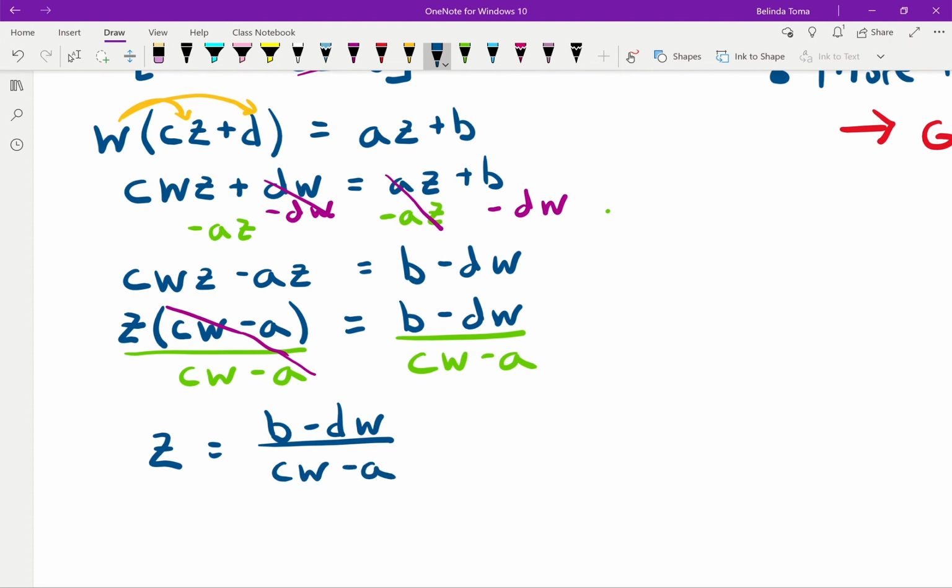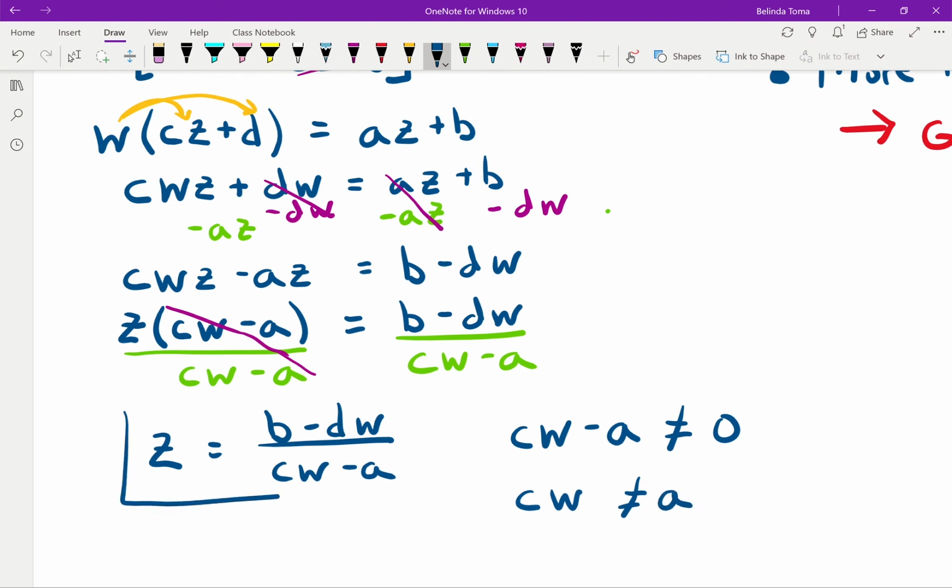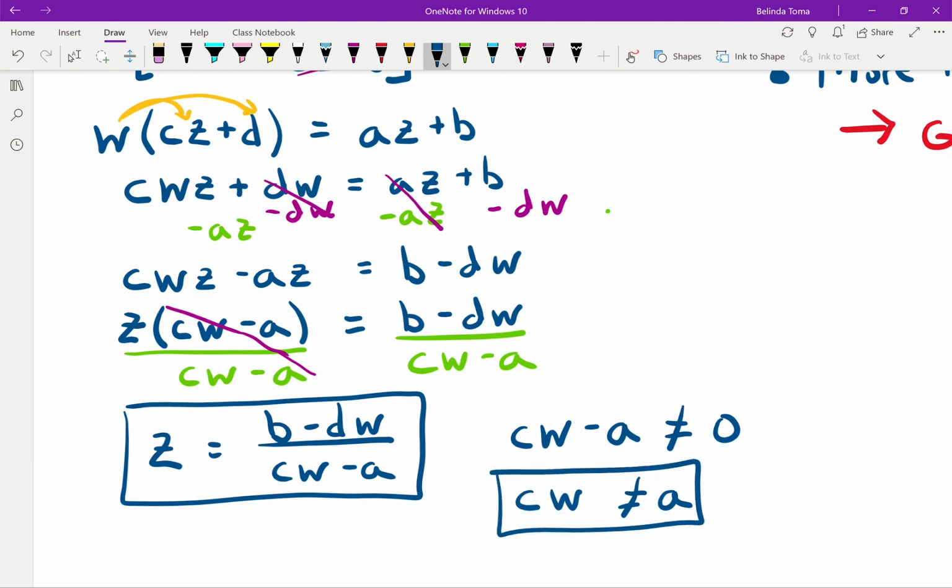Restriction. Remember, when you have a variable expression like that, CW minus A cannot equal 0. And because A is by itself, I'm just going to add it to the other side and say that CW cannot equal A. So I have my variable solved for, I have my restriction, and that is about as hard as it gets for literal equations.